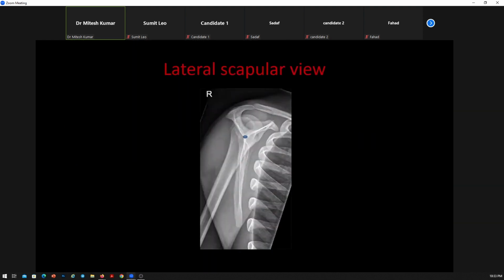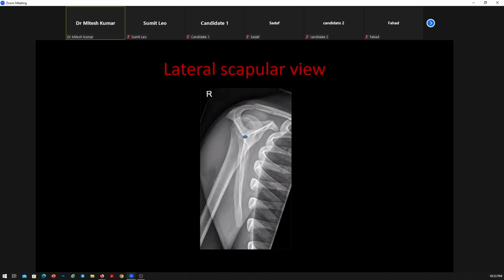Next is the lateral scapular view. In this, what we can see is that the humeral head will sit on the Y, which is formed by the acromion process, coracoid process, and the blade of the scapula. So the humeral head will sit exactly at the same point.